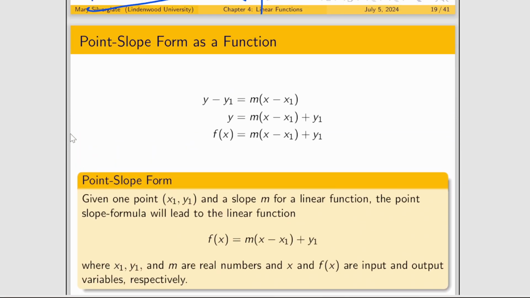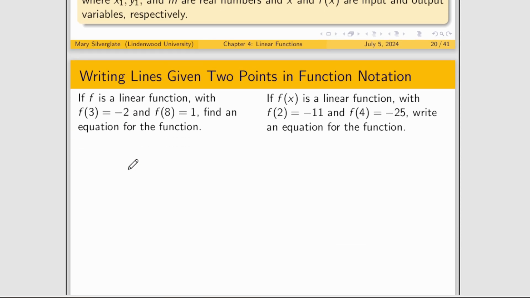Now, if they want you to make sure it's y equals stuff instead of having a y minus y1, don't freak out. That just means, how do I get rid of subtracting y1? I add y1 to both sides. And so now you have an equivalent form where this is nice and clean. We've got y equals and then a whole bunch of numbers with just an x. And you could even rewrite that in that f of x notation. So this is just a rearranging of point slope form that you may see occasionally.